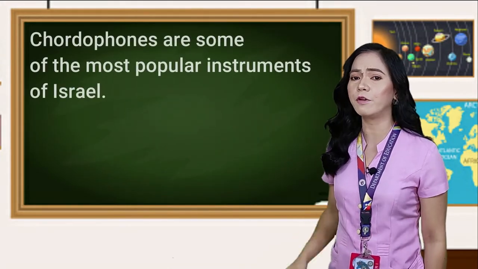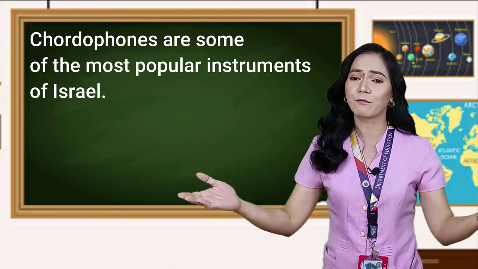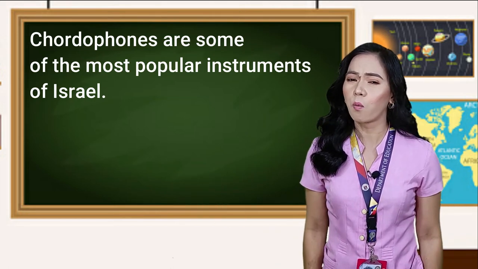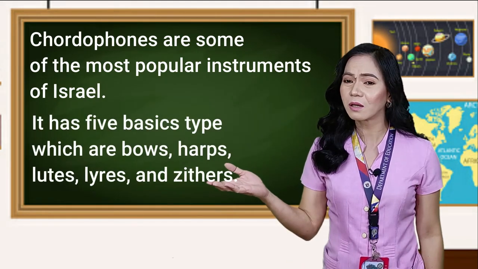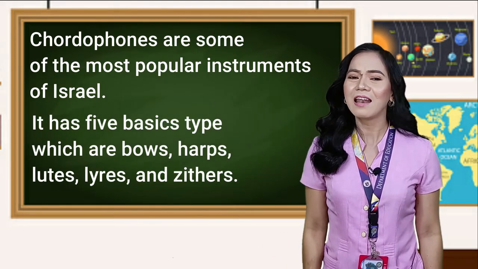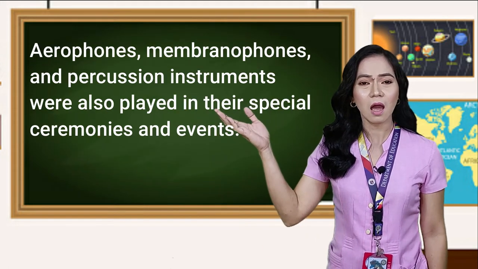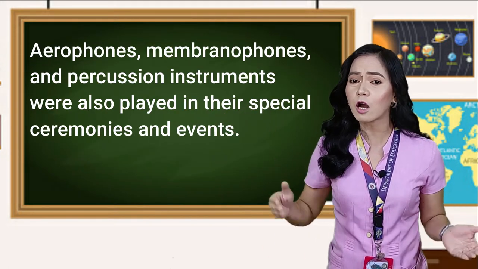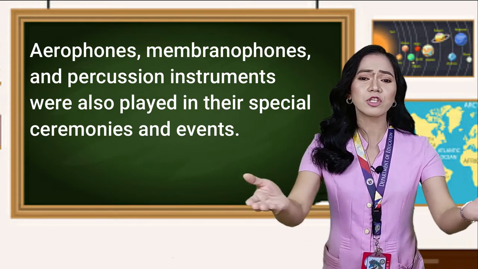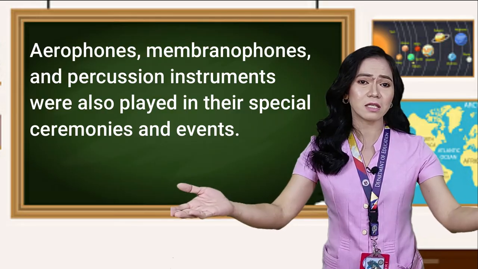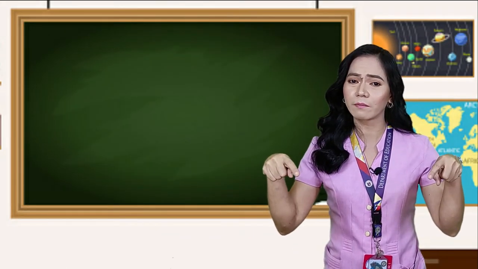Chordophones are some of the most popular instruments of Israel. It has five types, which are bows, harps, lutes, lyres, and zithers. Aerophones, membranophones, and percussion instruments were also played in their special ceremonies and events. Among these instruments are the following.